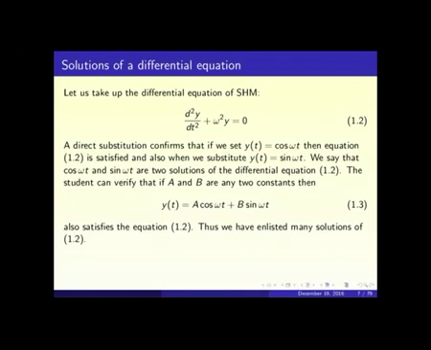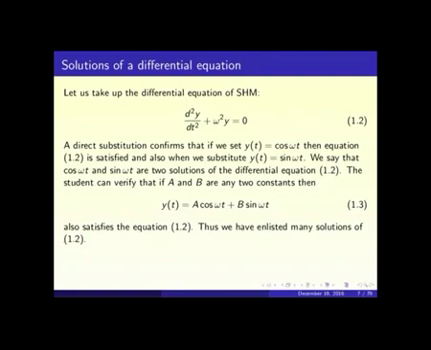Similarly, one could try y equal to sine omega t, substitute it into the differential equation 1.2, and one can verify that sine omega t is also a solution of equation 1.2. So we got two solutions, cosine omega t and sine omega t of 1.2.